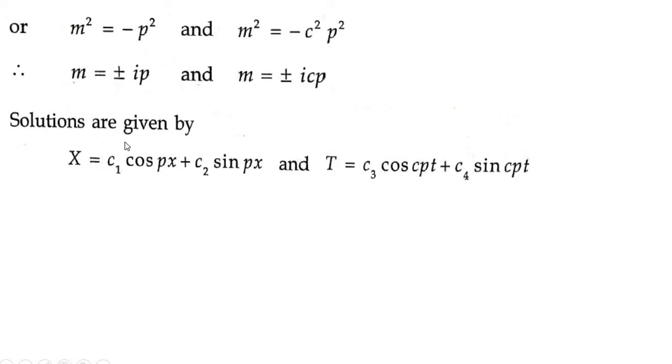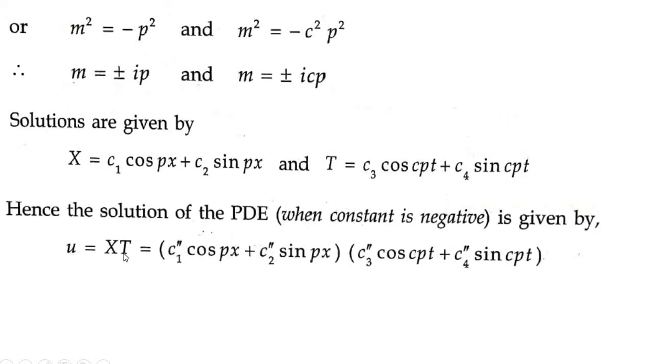It's not wrong if you write C1, C2, C3, C4 when you're writing a solution, but make sure that when you're writing the solution of a partial differential equation, C1, C2, C3, C4 have been replaced by some other constants. So capital X is equal to C1 cos px plus C2 sin px. Alpha is 0, so e to the power 0 into x will be equal to 1. And the solution for capital T is C3 cos cpt plus C4 sin cpt.